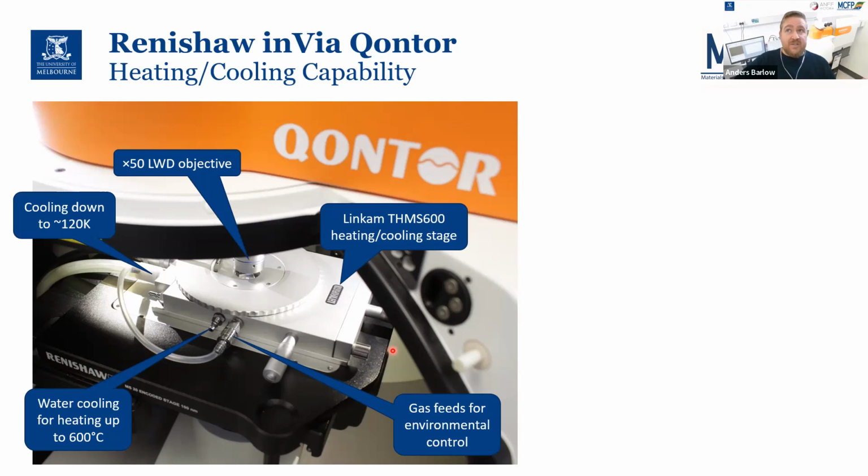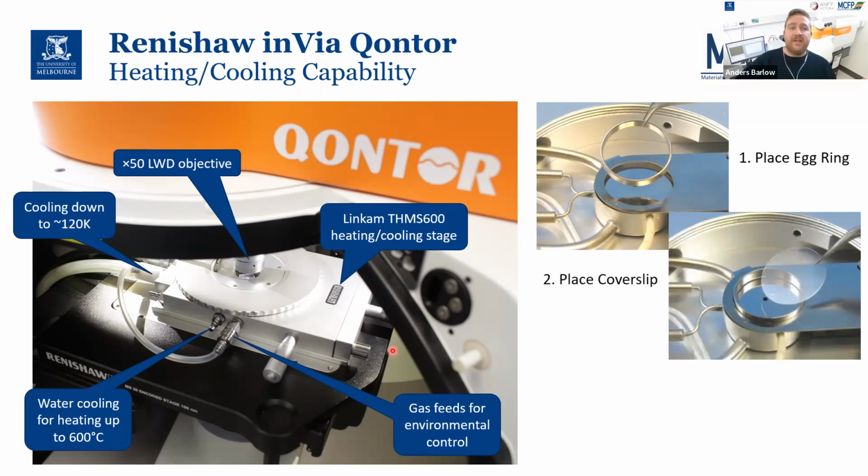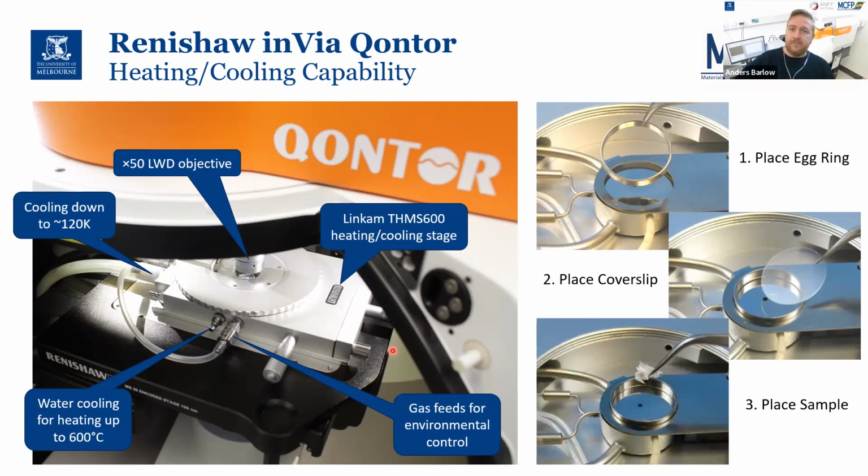It is limited to using the ×50 objective because that's the long working distance objective, and you need that to be able to actually focus down inside of the instrument. Using it is relatively straightforward for your sample preparation once you know how to cable the instrument, but effectively you will place this little egg ring holder onto the heater, then you place a cover slip onto the heater to protect the heater, and then onto the cover slip you place your sample. And beyond that, there's not a lot else to it. You then focus on your sample, and everything else about the Raman spectroscopy is basically the same as well.